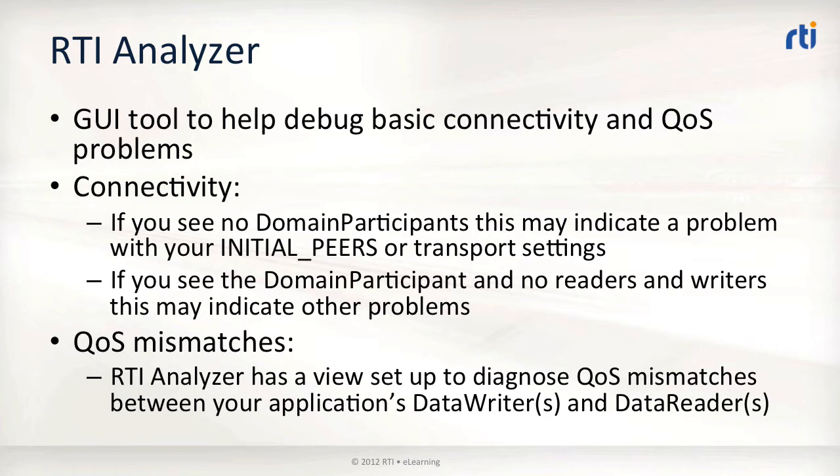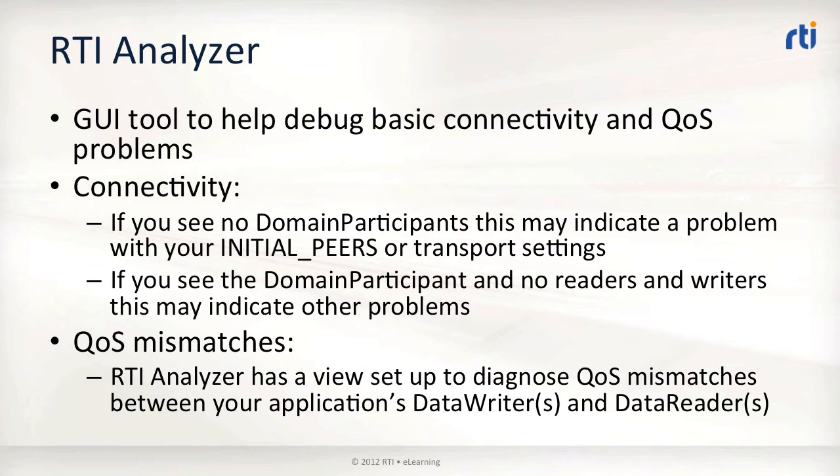However, if multicast is not working correctly, or if you've chosen to disable it, then you may have to set up your initial peers. The other thing to check is for your transport settings. It's possible that you have changed your transport settings in your applications and either not changed them everywhere or forgotten to set them in Analyzer. So if you see no domain participants, it could be a problem with your initial peers or it could be a problem with your transport settings.